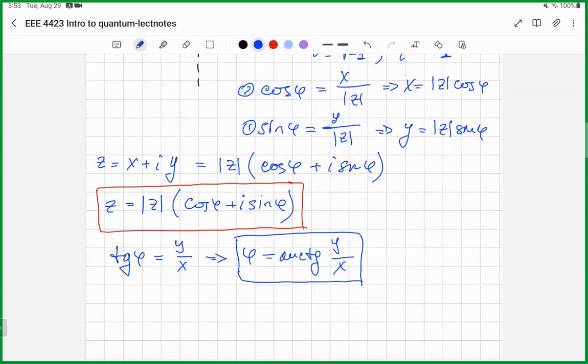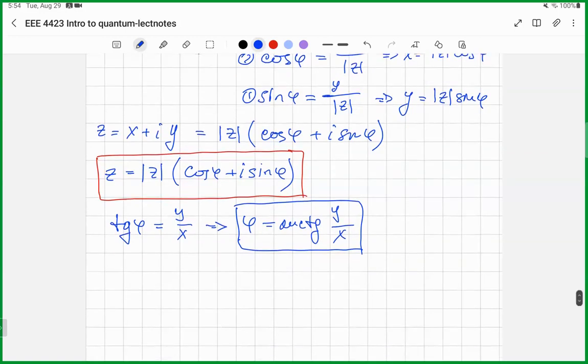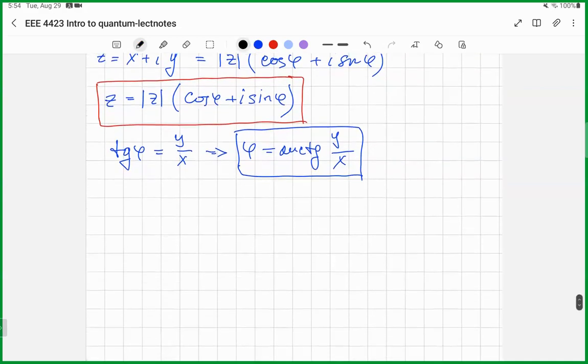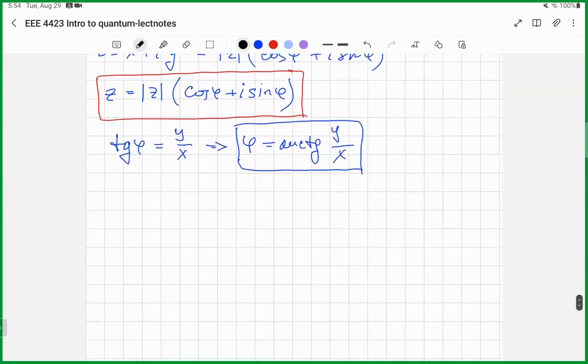If you have the real and imaginary parts of a complex number, you can divide them, take the arctangent of this ratio, and that will give you the angle phi. So while I'm writing in blue, let's change color to black.